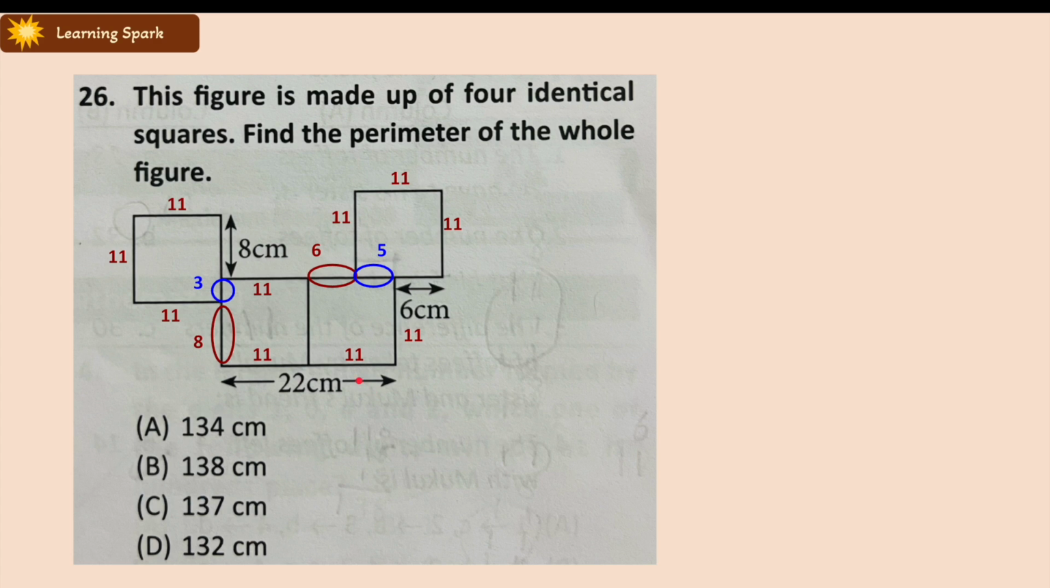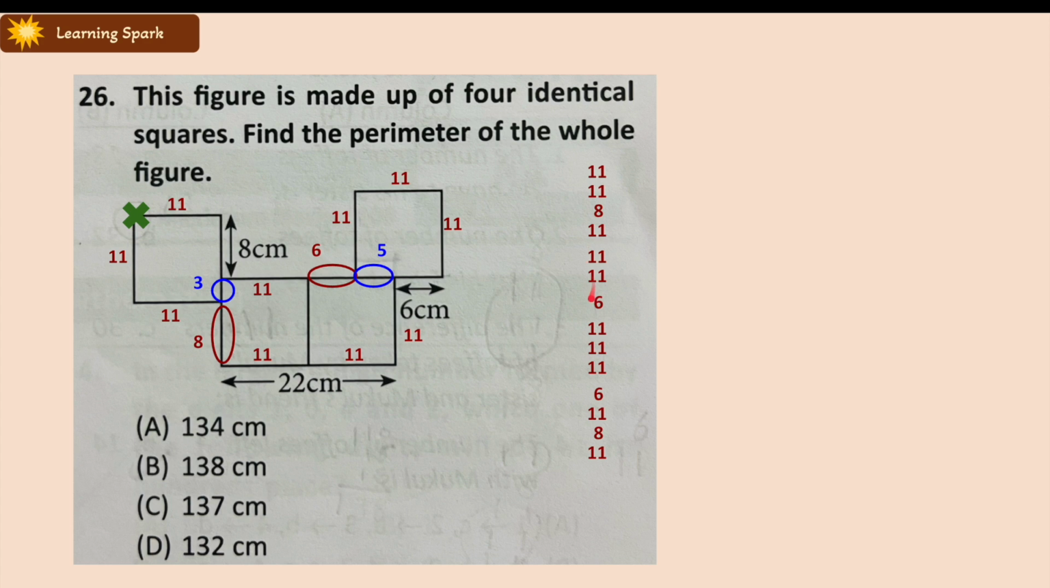Now let's start calculating the perimeter. We need to start from a particular point, which is this point, and we will go anti-clockwise. First we get 11, then another 11. So you just calculate it here: first 11, second 11. Then this is 8. So the third one is 8, the fourth one is 11, the fifth one is 11, the sixth one is 11.